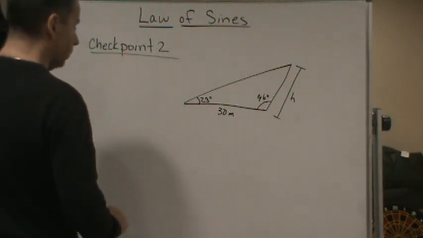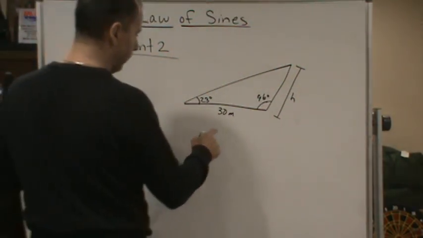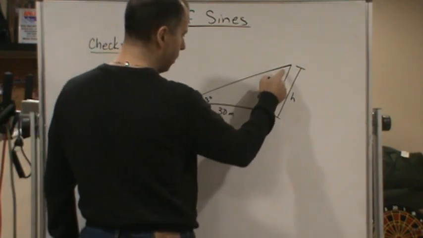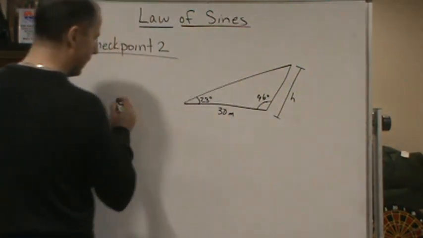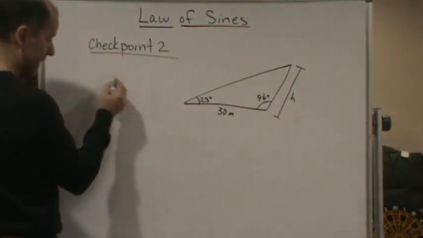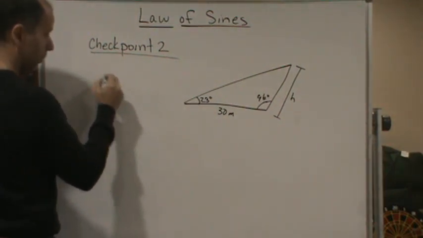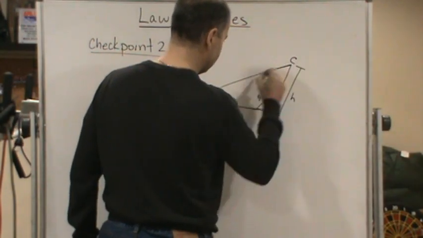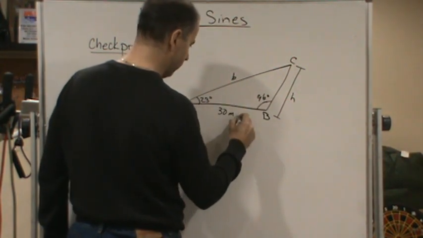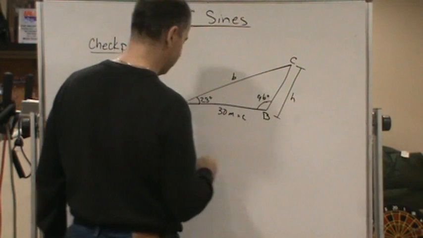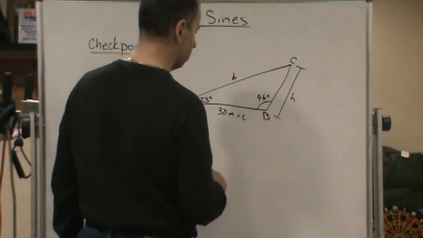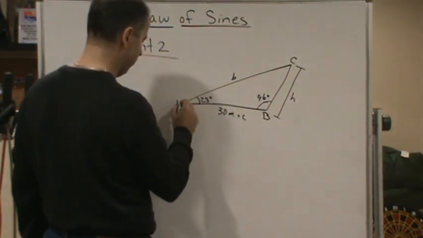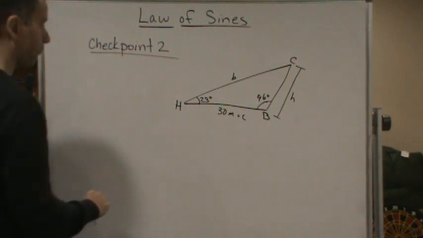Okay, so what do we know? So here's the thing. We know this side, and we know these two angles. So we need to know this angle here. So I'm going to subtract 96 and 23 from 180. So let's just label this A, B, C, and H. Let's call this H. Doesn't matter.